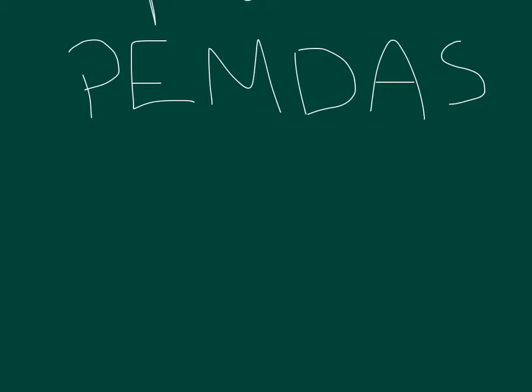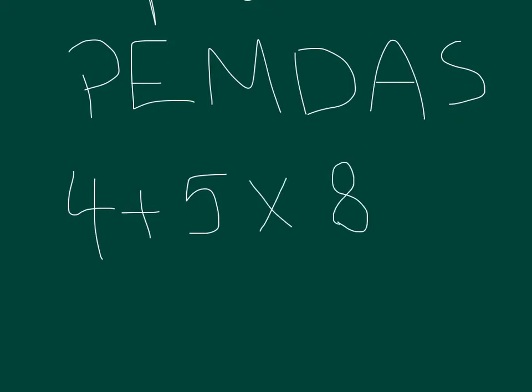If I give you a question like this, 4 plus 5 times 8. Well, you would be tempted to do 5 times 8 first. Some of you might be tempted to do 4 plus 5, but knowing the rules of PEMDAS, multiplication comes before addition. So you would do the multiplication first, and then later on add the 4. If we did that, we would have 5 times 8 equals 40, plus 4 is 44.